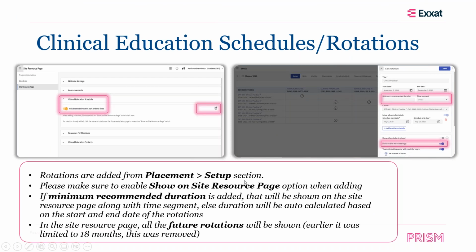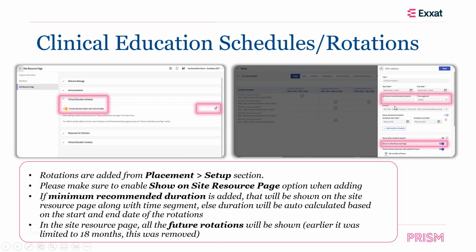There is an option of minimum recommended duration as well as the time segment, and it's an optional field. If you want to show the minimum recommended duration and you enter a value here, this particular value would be shown. It could be in hours, days, or weeks. If we added that, then on the site resource page, the site person would see that minimum recommended duration, whatever we have entered: 90 hours, 100 hours, or 15 days, 20 days, or even in weeks.